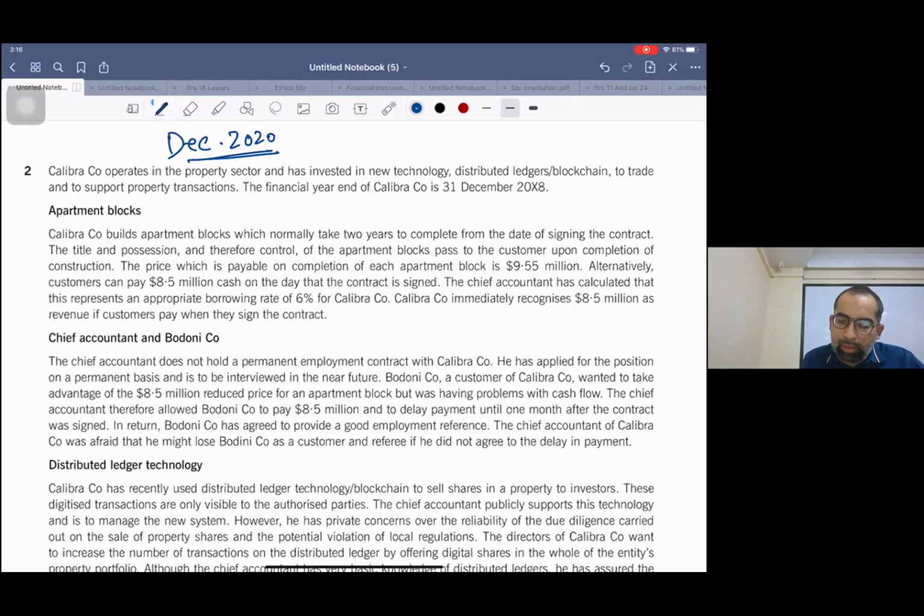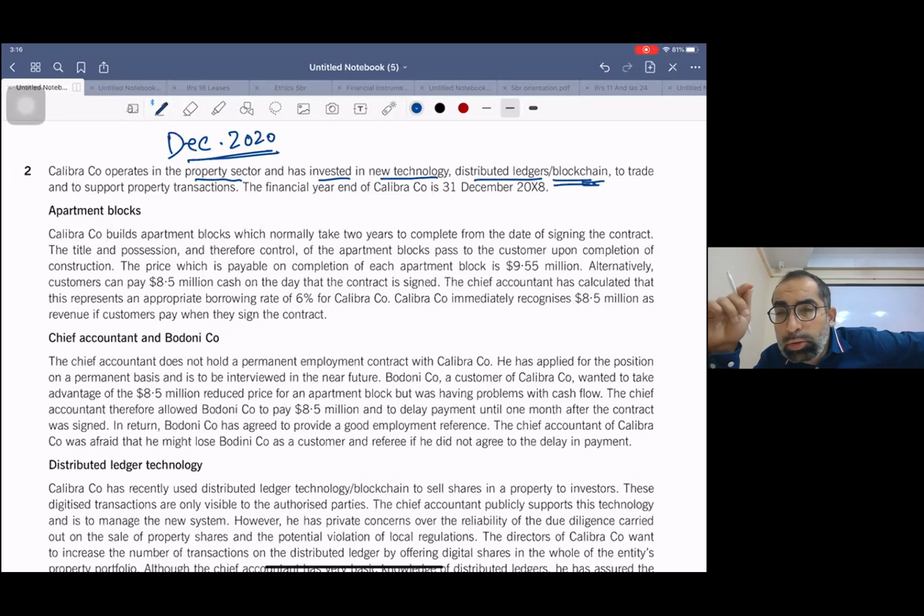Calibra company operates in the property sector and has invested in new technology, distributed ledgers, blockchain. See, they are giving hints for blockchain technology, the Bitcoin technology, right? But listen to me, this question is not related to that blockchain, not from the accounting perspective. They are not asking you the treatment of blockchain and all, so don't worry about it.